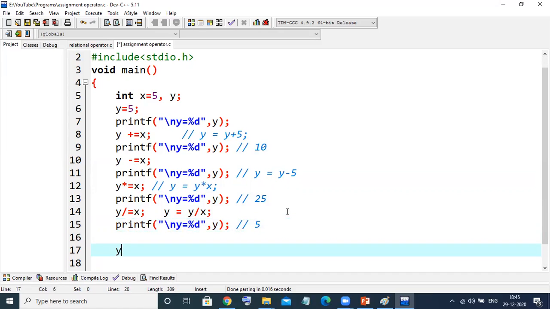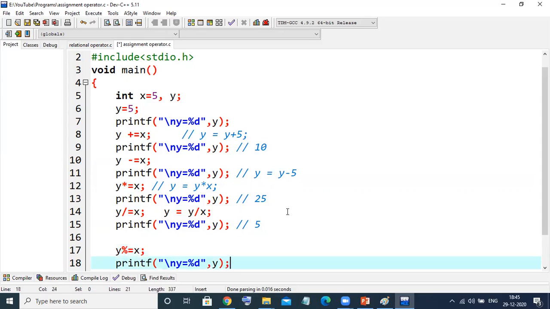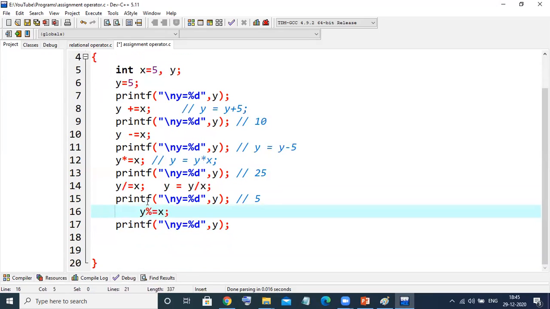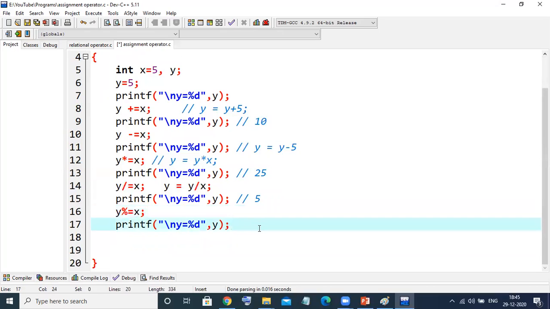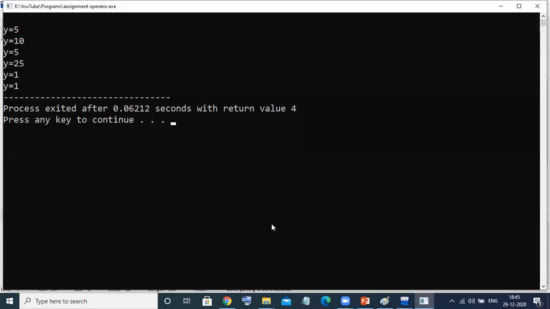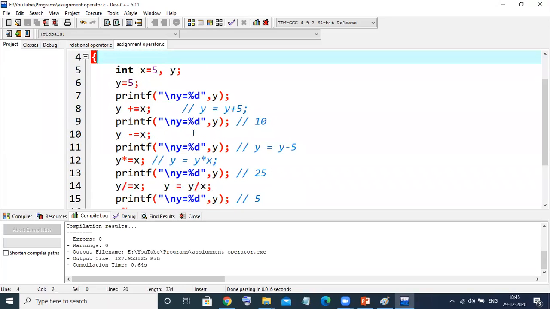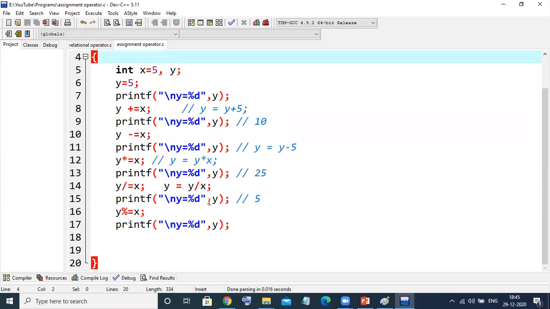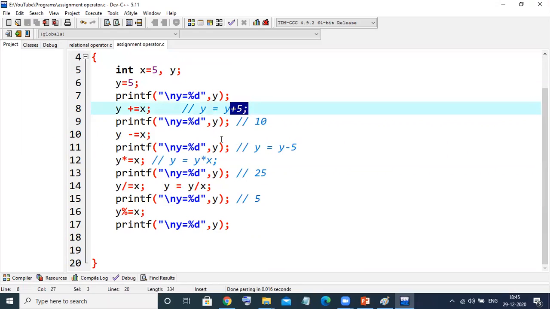Suppose one more I will take. Okay, y mod of equals to x. So if I print this, let me just make sure of the answer. It should print here. It is 1. Something is missing. y is equal to 5. y is equals to y plus 5. Fine. y minus equals to x means it's fine.